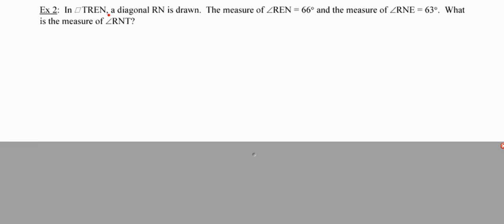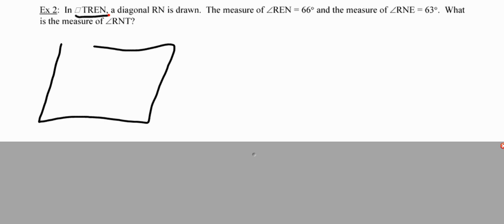Number 2 says in parallelogram TREN, a diagonal is drawn. The measure of one of the angles is 66, the measure of a different angle is 63 degrees, and they want us to find the measure of angle RNT. So I'm going to start the same way as I started the last one by going ahead and drawing that parallelogram and naming its vertices. I like to go around in a clockwise fashion, but you could go around in a counterclockwise fashion and it would be just as effective.